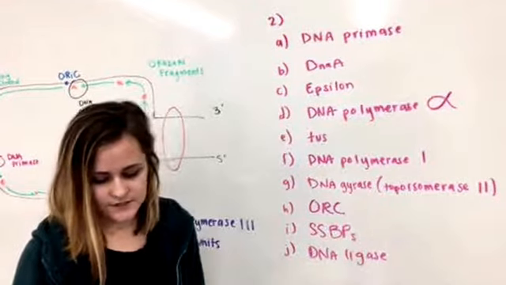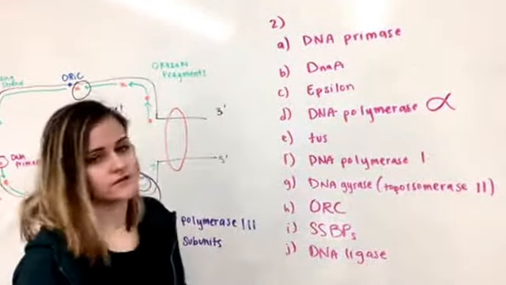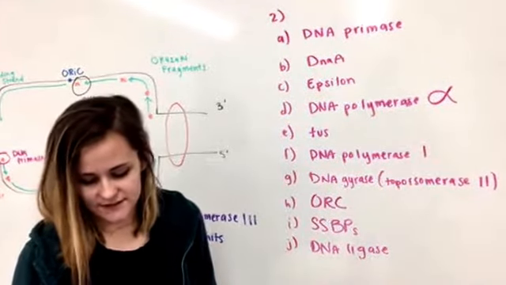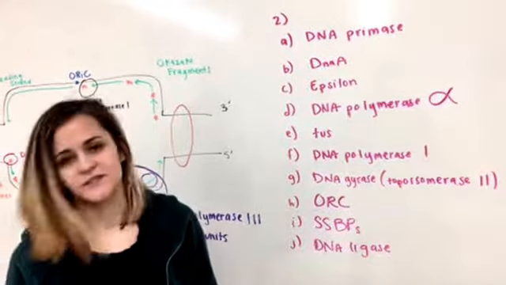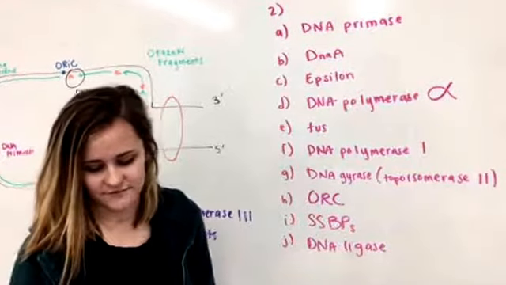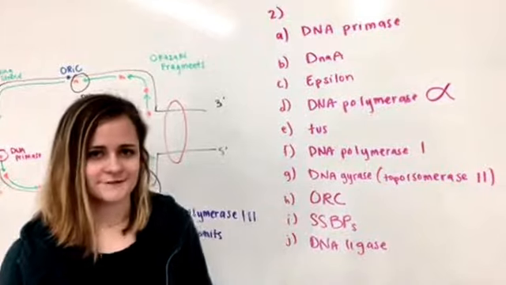And H, this protein binds directly to ARS elements, and that's the ORC. I, this protein prevents DNA strands from annealing during replication. That's the SSBPs. And for J, this enzyme seals Okazaki fragments into continuous strands of DNA. That's the DNA ligase.